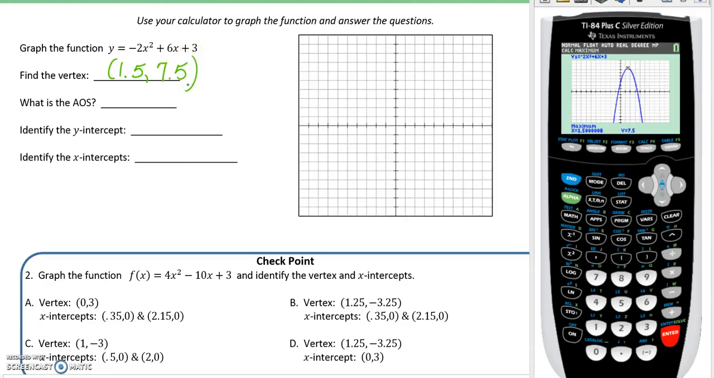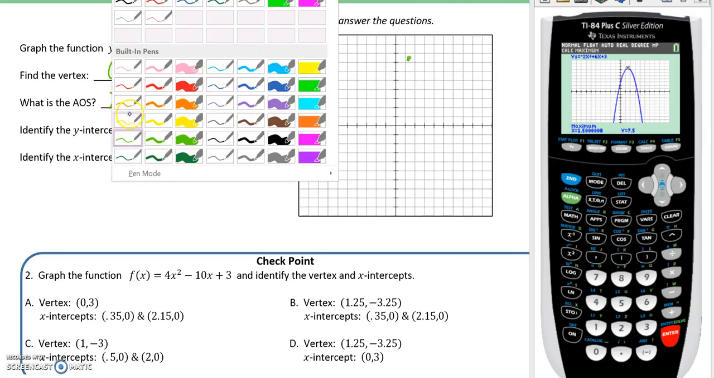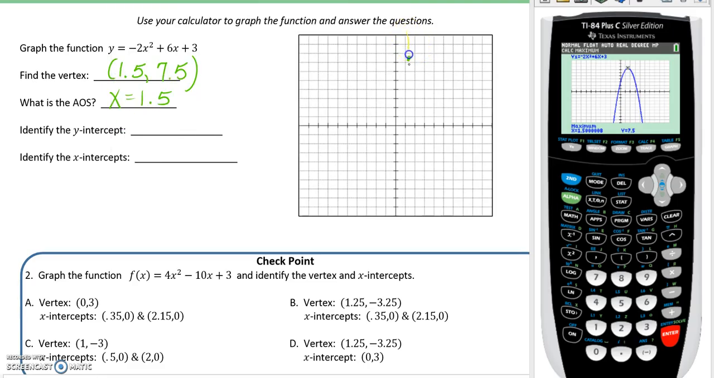My axis of symmetry is this line going right through the middle. So that's going to be x equals 1.5. Let me show you over here. So 1.5, 1, 2, 3, 4, 5, 6, 7.5 is about right here. And so my axis of symmetry, let's switch colors. We'll make it be yellow. Goes right through the middle. Here it is. It's a vertical line, so it's an x equal.